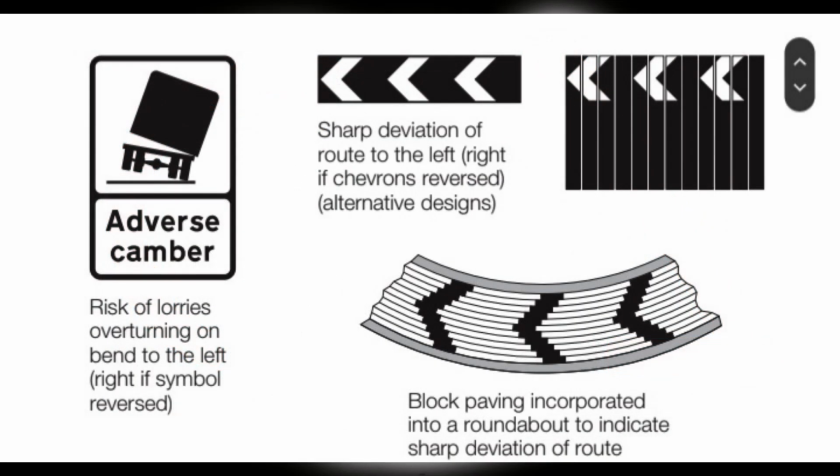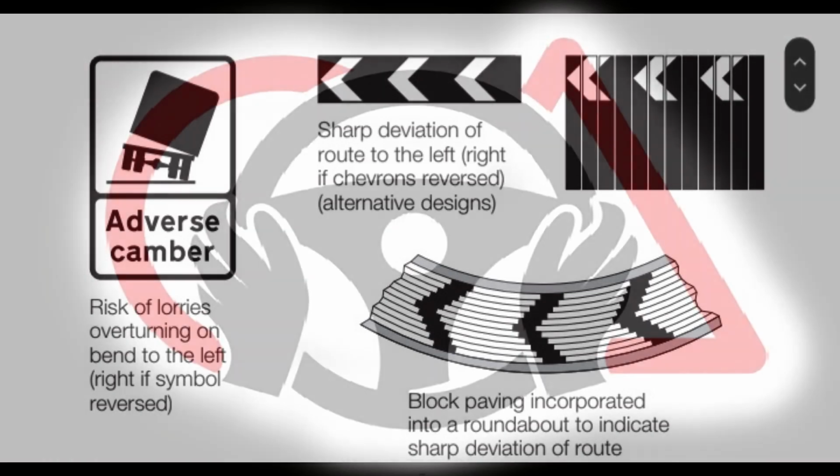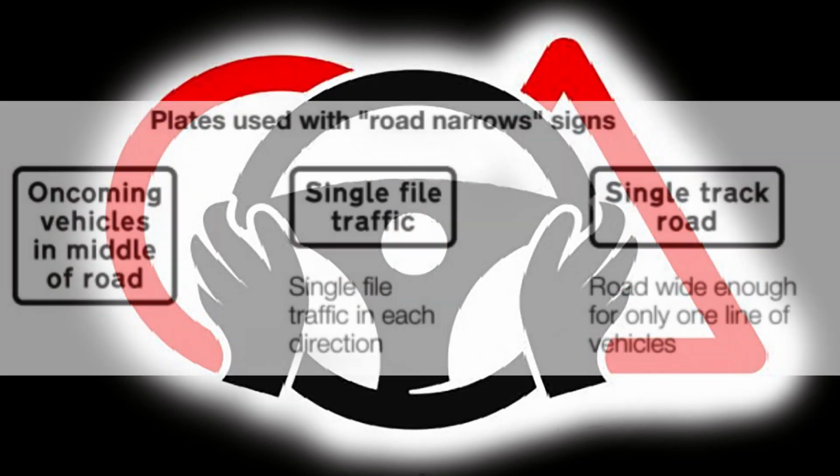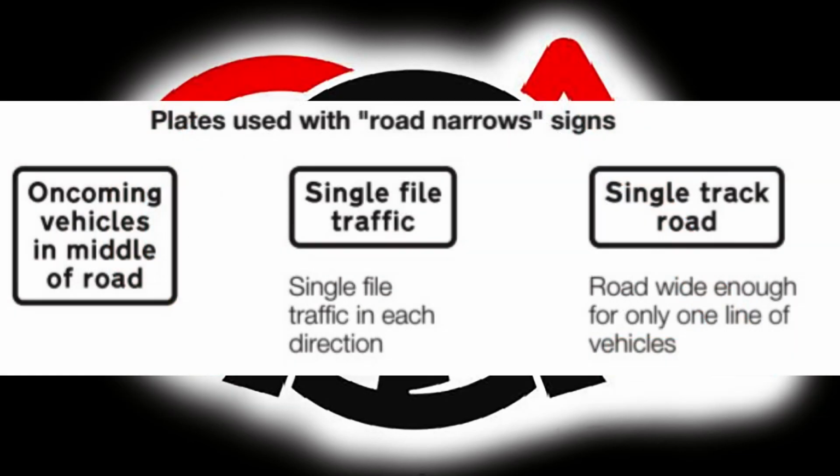Risk of lorries overturning on bend to the left, right if symbol is reversed. Sharp deviation of route to the left, right if chevrons are reversed. Block paving incorporated into a roundabout to indicate sharp deviation of route. Plate used with warning signs where a reduction in speed is necessary. Road narrows on both sides. Road narrows on right, left if the symbol is reversed. Plates used with road narrows signs.